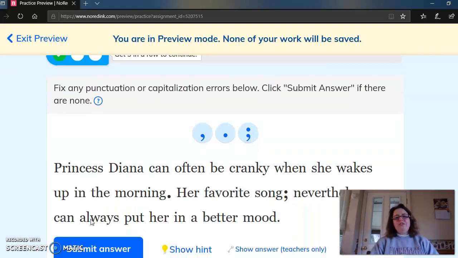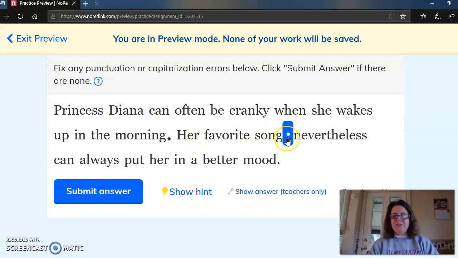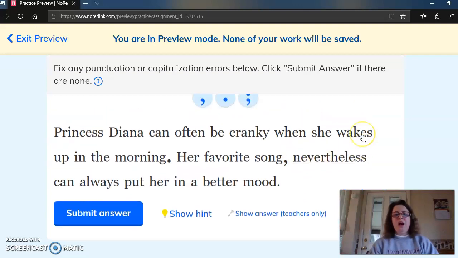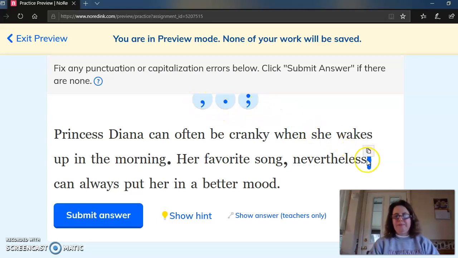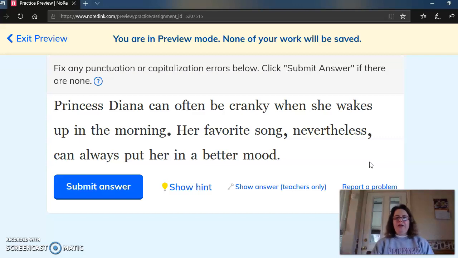Princess Diana can often be cranky when she wakes up in the morning. Okay, that's a period at the end. Her favorite song, nevertheless, can always put her in a better mood. Now because of where this is positioned, the nevertheless, you put commas before and after it. You do not want nevertheless to be capitalized. So what I did was I put commas around it. I think that looks right, so I'm going to try it.